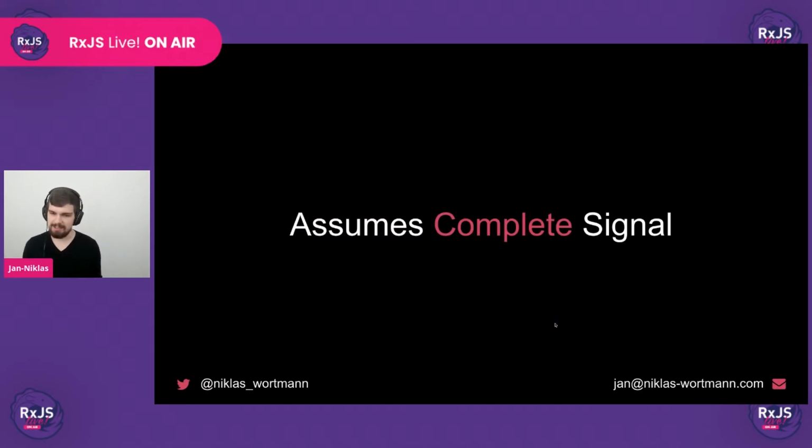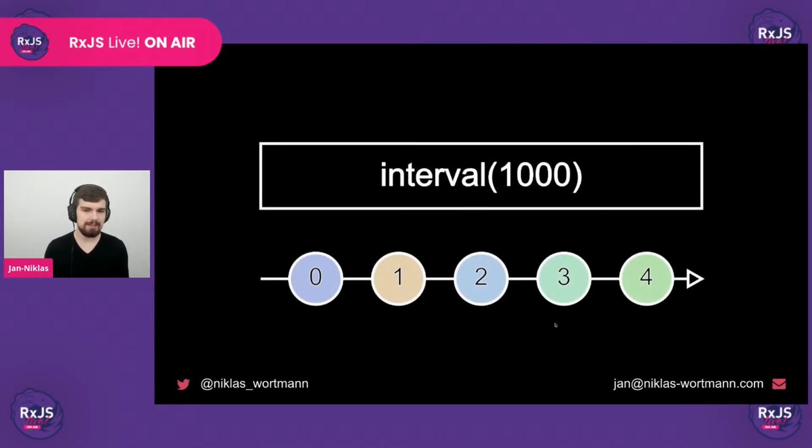Problem with that is that this logic to work properly assumes that a complete signal has happened. And interval, for example, does not complete by default. So how would you handle situations like that where you have an observable that does not complete?